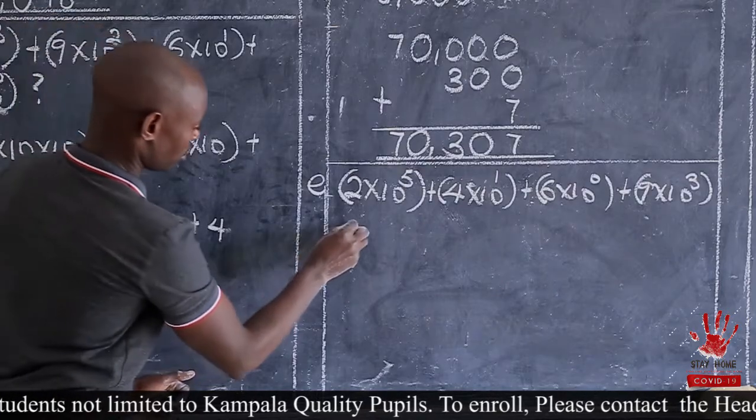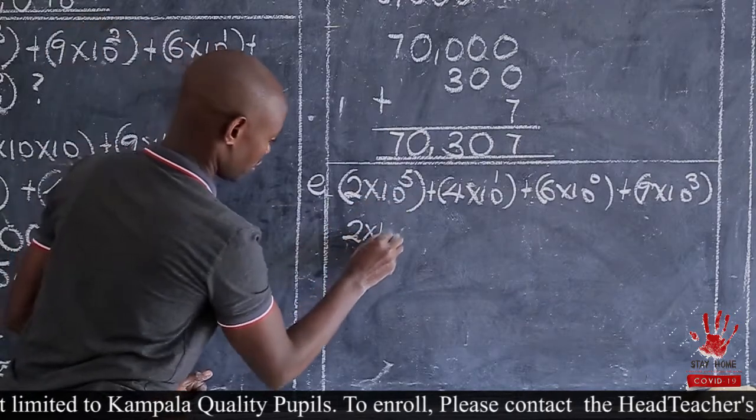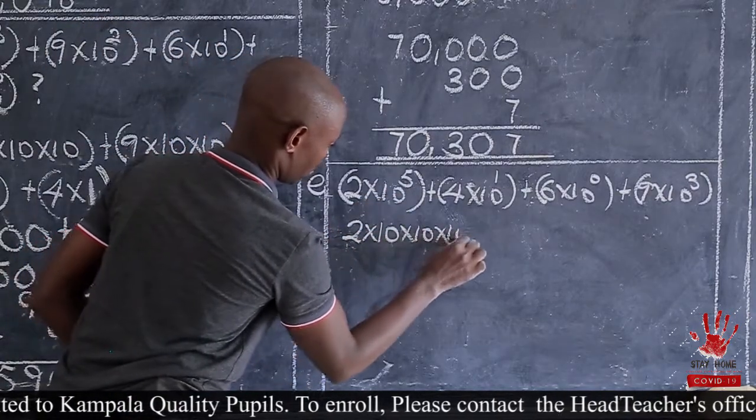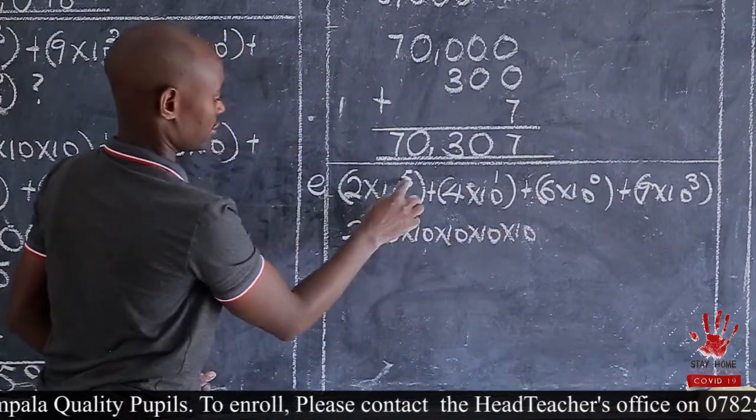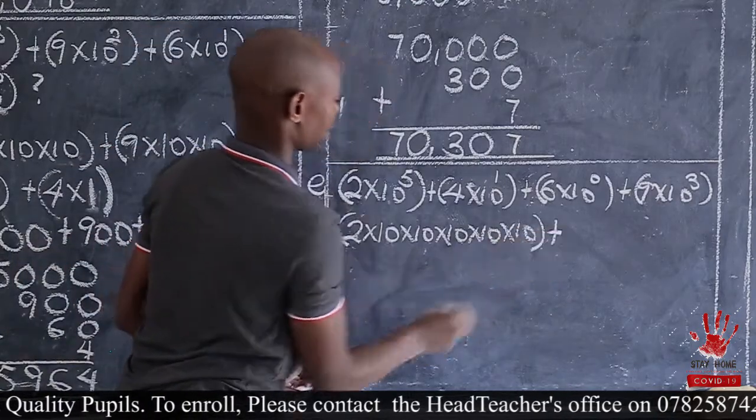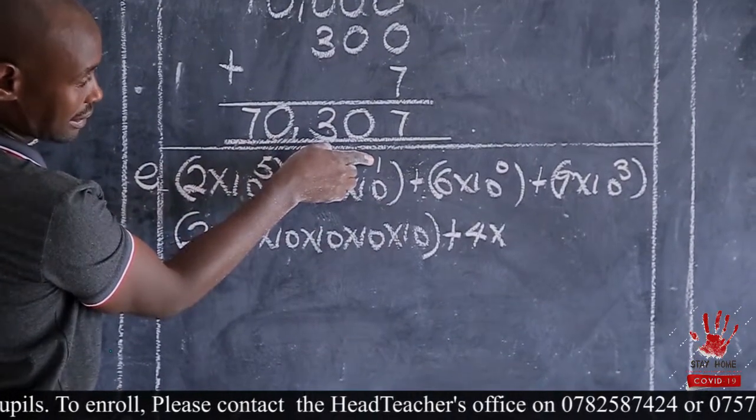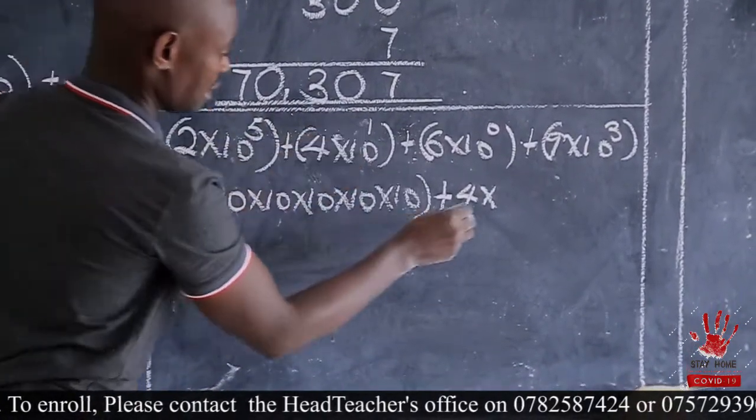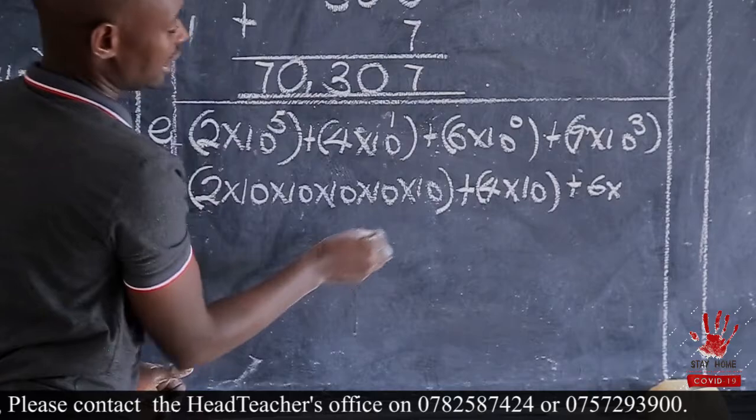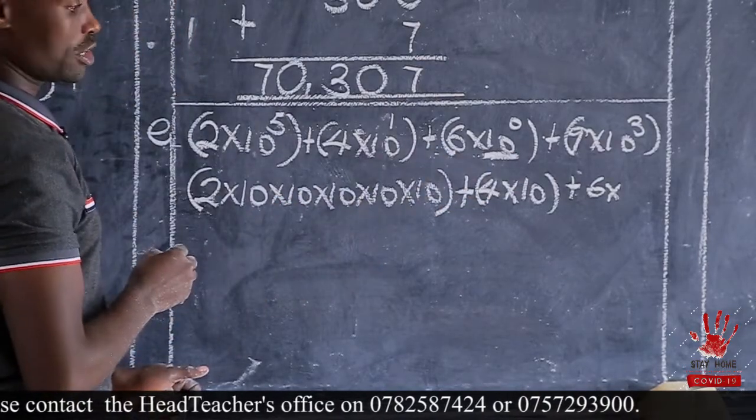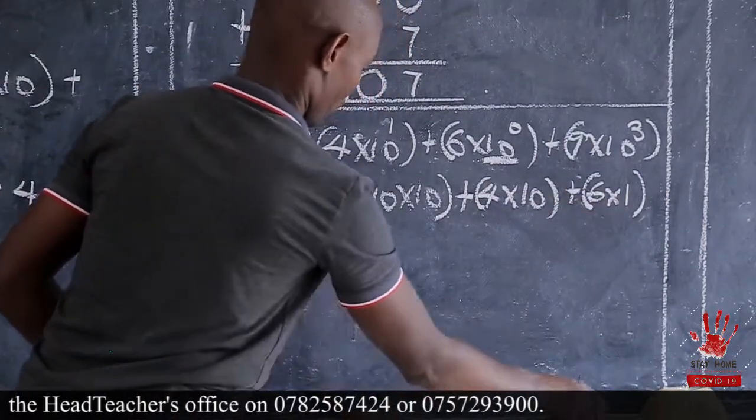So what are we going to do? We are going to have 2 times. How many tens am I multiplying? There are 5. So we shall have times 10, times 10, times 10, times 10, times 10. 1, 2, 3, 4, 5. Then plus 4 times any number to power 1 is that number. So 10 to power 1 is 10. Plus 6 times any number to power 0. You remember what I told you? Any number to power 0 is 1.